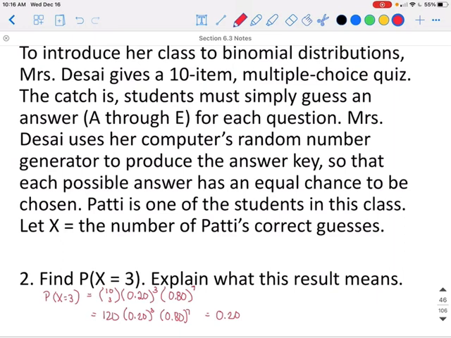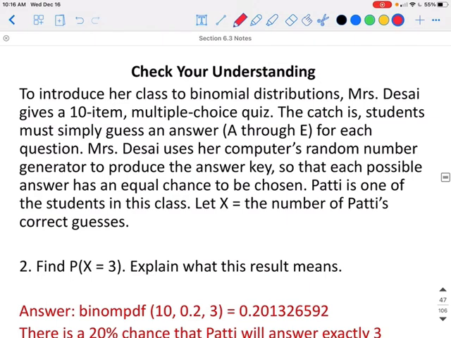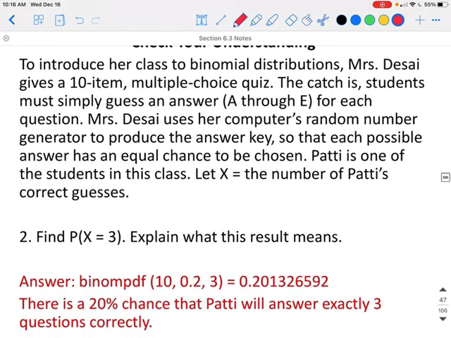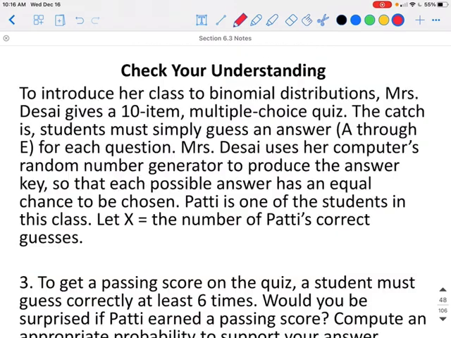Now, because this is X equals 3, on your calculator, if you want the calculator to do all the work for you, you will select binomPdf. The number of trials is 10, the probability of success is 20%, and you are selecting that you want her to have 3 questions correct. So that would be that there is about a 20% chance that Patty will answer exactly 3 questions correctly.